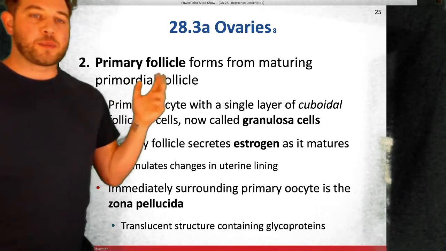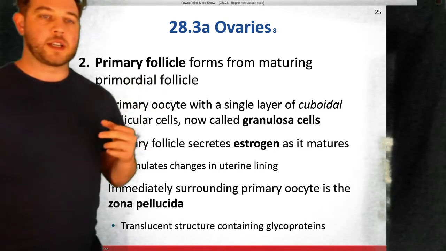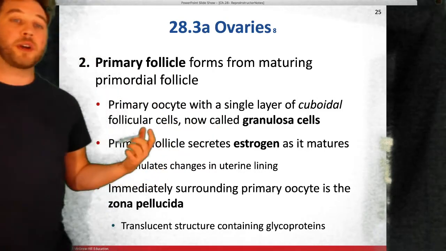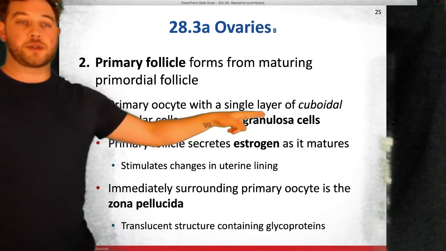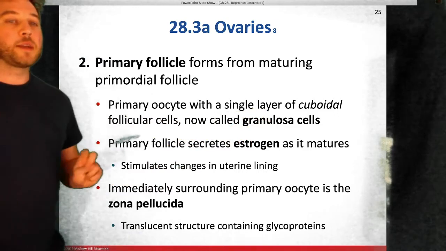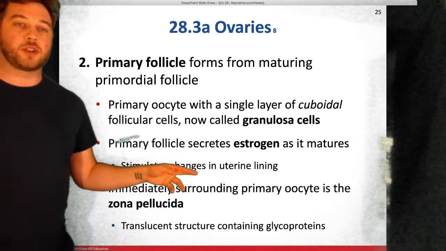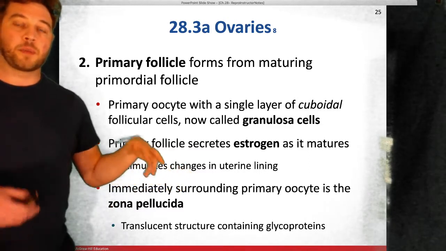From a primordial, you have a primary follicle. From maturing primordial ones, it still has a primary oocyte with a single layer of cuboidal follicular cells, now called granulosa cells. That's important. The primary follicle secretes estrogen, which will help to stimulate changes to the uterine lining that help to prepare it for implantation.